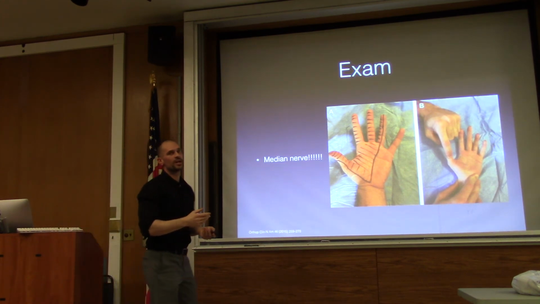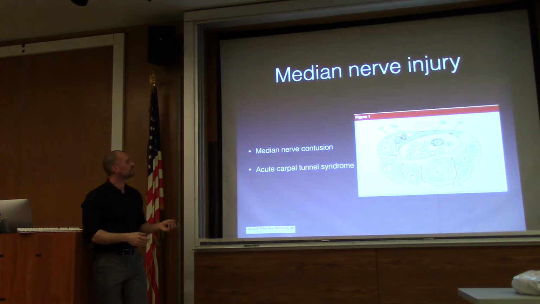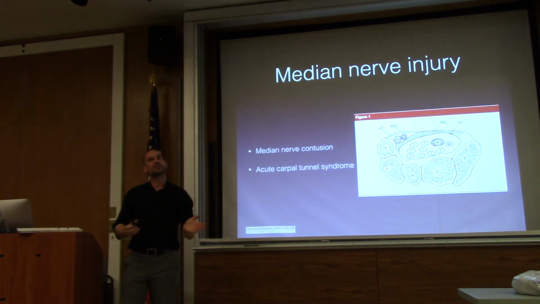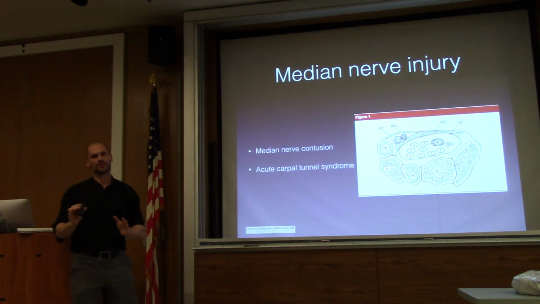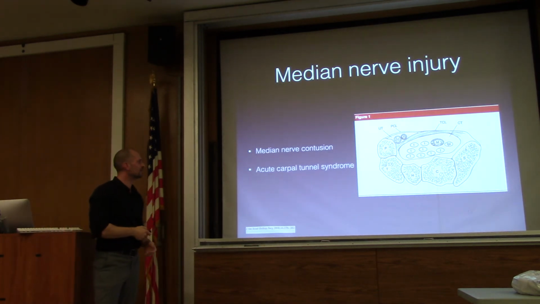The reason why you care about this, and the reason why you should always be documenting an intact median nerve, is because you're going to classically have 2 kinds of injuries to your median nerve whenever you have a distal radius fracture. Now, classically, most of these are going to be Colles fractures.